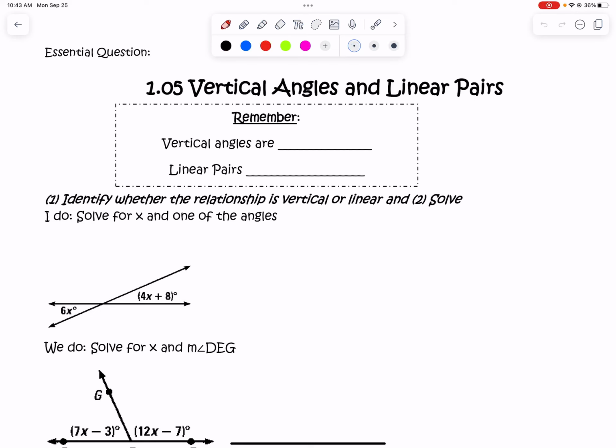Alright guys, welcome to vertical angles and linear pairs. Today we're going to review how to solve for angles that are vertical and how to solve angles that are linear pairs. As a quick reminder, vertical angles are congruent, and they're also opposites, positionally wise. And linear pairs are two adjacent angles that add up to 180.